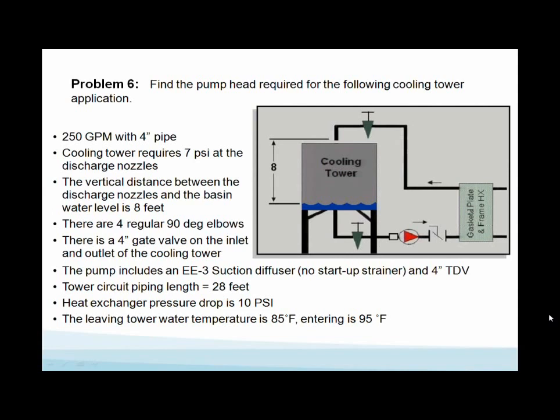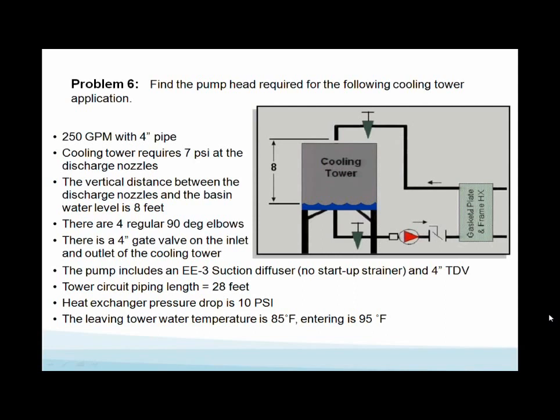Vertical distance between, this has a lift. This is a cooling tower open system. Cold water deck to the spray nozzles is 8 feet. I've got 4 regular 90-degree elbows. It's a very simple, basic system. Keep it real simple so you can see it. I've got a 4-inch gate valve on the inlet and outlet of the cooling tower. You see the gate valve shown where I can isolate the towers. The pump includes an EE-3 suction diffuser, no startup strainer, and a 4-inch triple D valve.